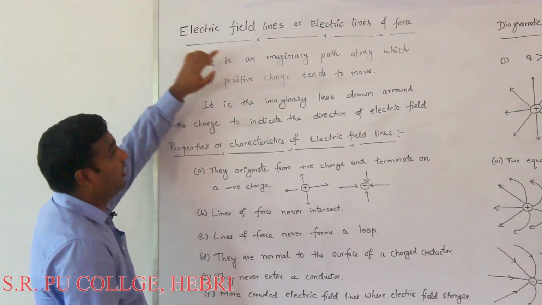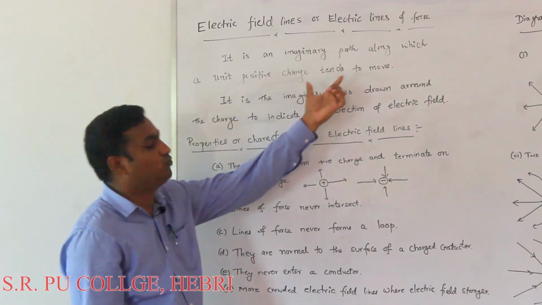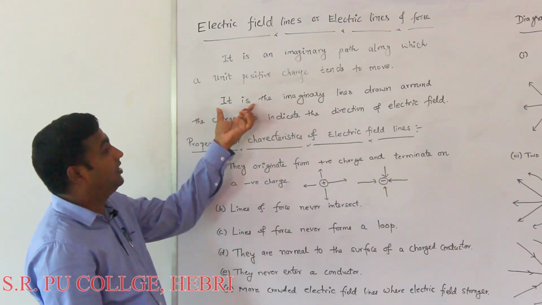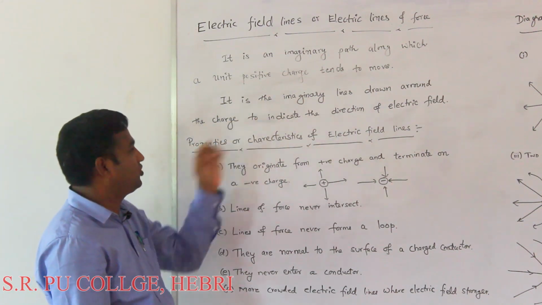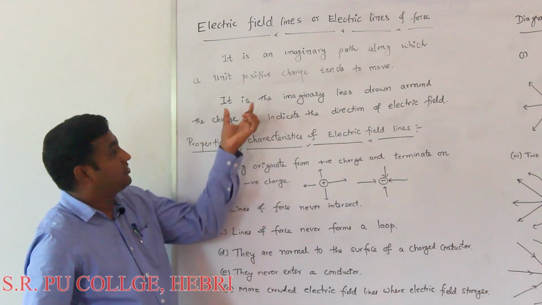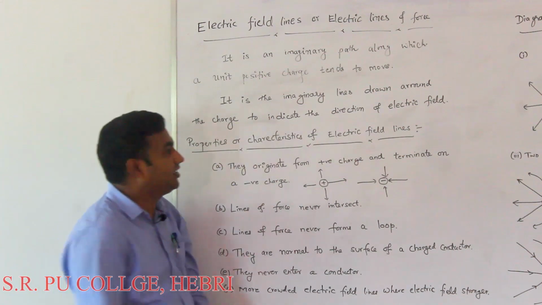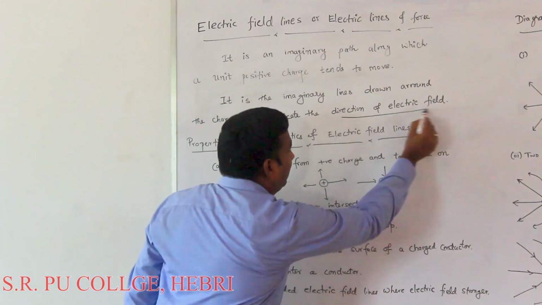Electric field line is an imaginary path along which a unit positive charge tends to move. That is nothing but the imaginary line drawn around a charge to indicate the direction of electric field. I repeat, it is the imaginary line drawn around the charge to indicate the direction of electric field.